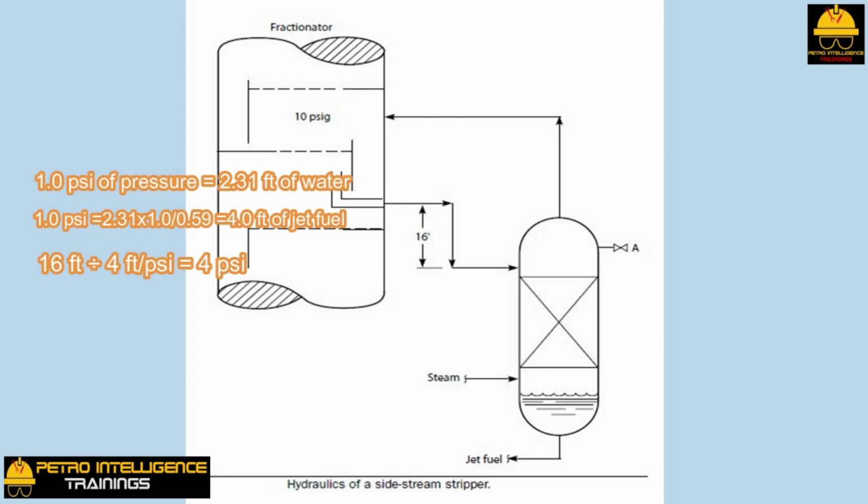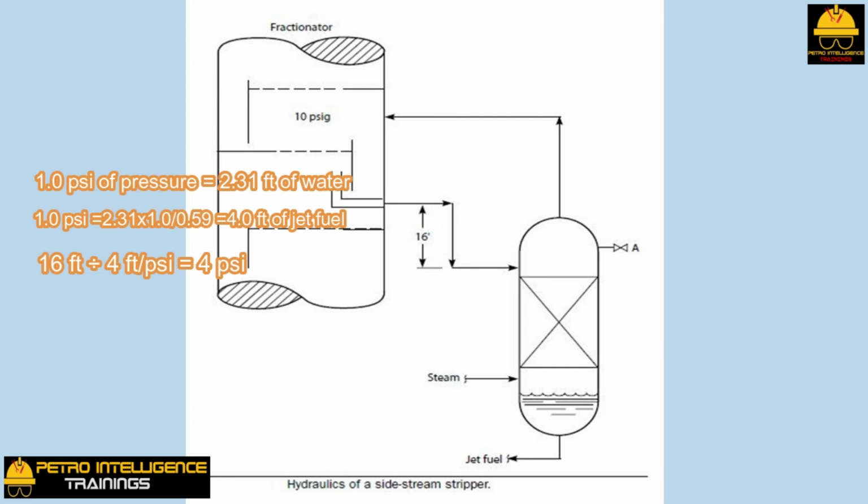This means that there was a 4 psi pressure head driving force available to overcome the 3 psi pressure drop of the stripper's overhead vapor line. This was sufficient for the jet fuel to flow out of the fractionator and into the stripper. Raising the steam flow to the stripper increased the pressure drop in the overhead vapor lines from 3 to 5 psi. The pressure at point A in the picture then increased from 13 to 15 psig. The 4 psi pressure head driving force was not sufficient to overcome the 5 psi pressure drop of the stripper's overhead vapor line. The unstripped jet fuel could no longer flow out of the fractionator and into the stripper, and the liquid level in the stripper was lost.